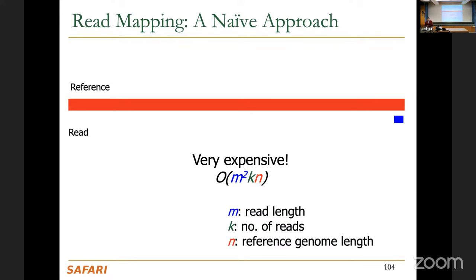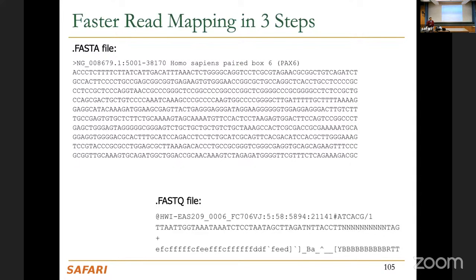But luckily, we also have relatively faster ways of doing such read mapping, and this is done in three steps. Before explaining these three steps, this is also a good time to mention what sort of data formats we use to store the genomic data, to store the reads. There are usually two types of data that we use. One is called FASTA files. The other one is called FASTQ files. They are pretty similar to each other.